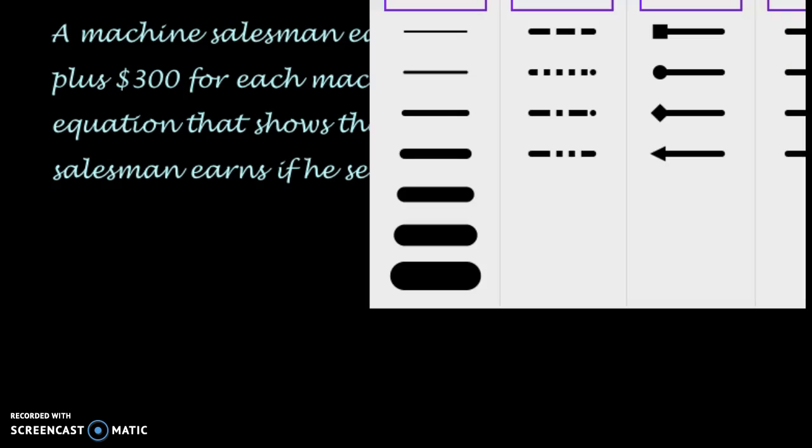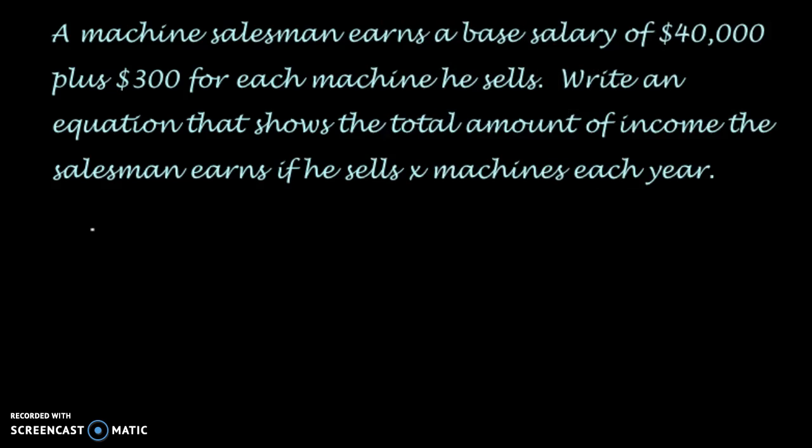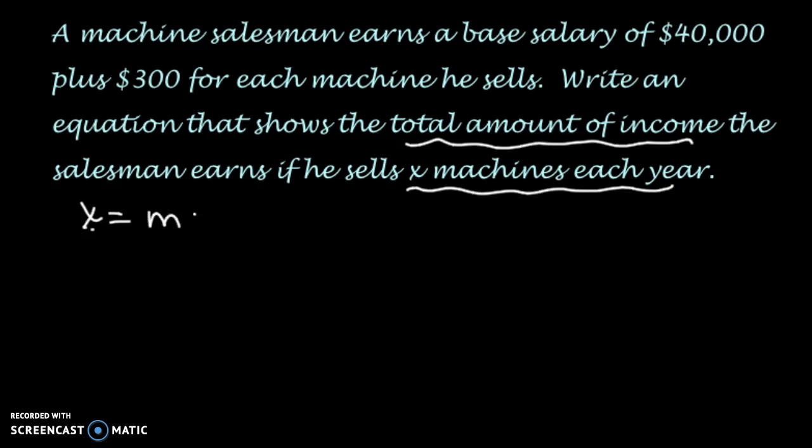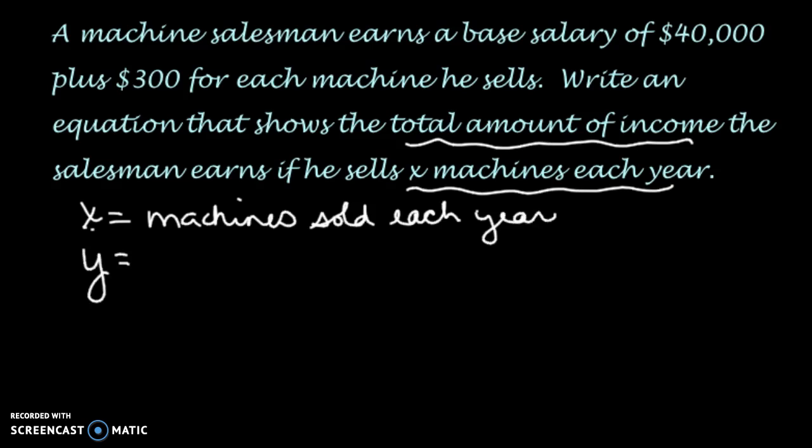Okay, and one key idea here is that you're going to need to figure out what your two variables are. So they're asking about this total amount of income, and then it already tells you X machines every year. So X is going to stand for machines sold each year. That's your independent variable. And then the money that he gets depends on that. So we're going to call Y the total income per year.